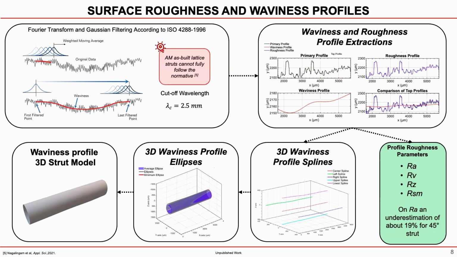This decoupling, which has been done according to the normatives, then allows us to calculate all the profile roughness parameters, but most importantly, to collect the 3D waviness profile splines. Analogously to before, we do the same process in order to create the waviness profile model. This is even worse with respect to before, but it can be considered a sort of backbone on which we can build up our actual model.